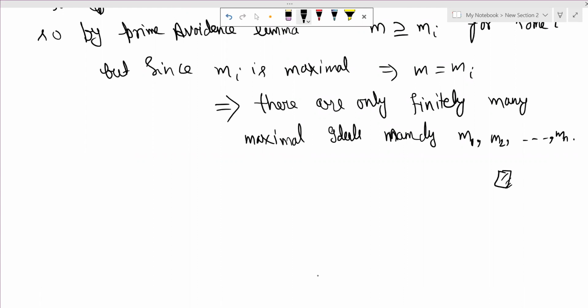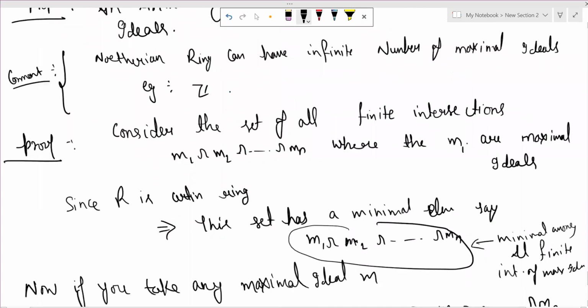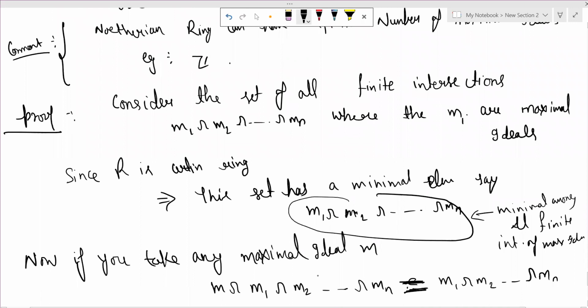Sir, for the Artinian ring, their intersections should be minimal? Yes, there should be some minimal element. Like for a Noetherian ring, the equivalent definition to the ascending chain condition is that there should be some maximal element: if you take any collection of ideals, it should have a maximal element. Similarly here, if you take any collection, it should have some minimal element. So I am taking the collection of finite intersections of maximal ideals, and it should have some minimal element.